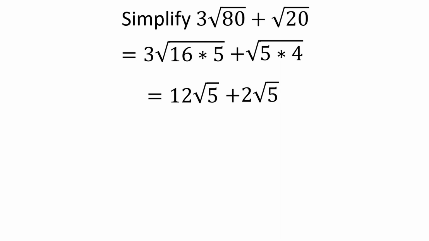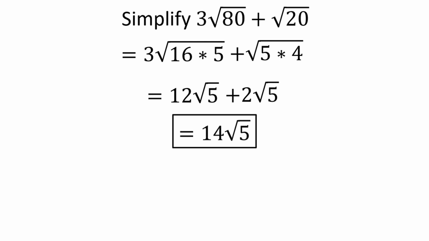Now we have two square roots that match each other. Both terms have the square root of 5, kind of like having the same variables. That means we can add the constants of 12 and 2 together to get 14 square root of 5, which is our final answer.